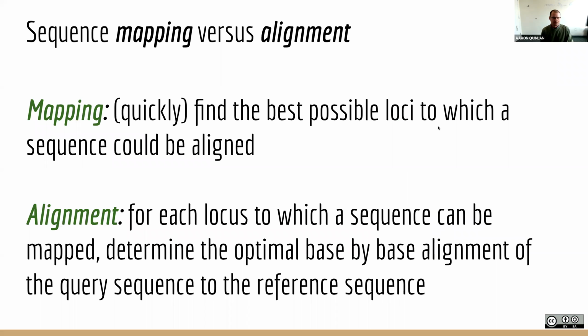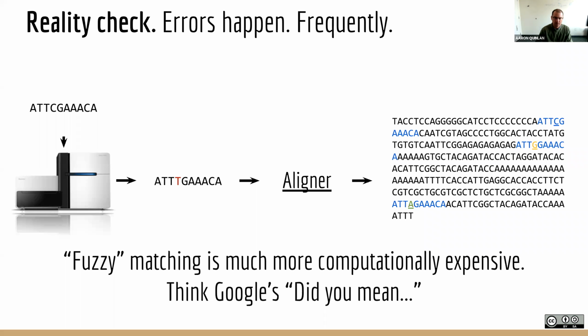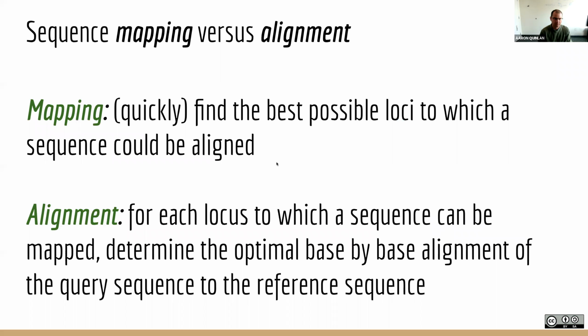Okay. So mapping versus alignment. What I just showed you is mapping. So finding potential locations for a given sequence in the reference genome. Ideally, we want to do this fast and find the n best possible loci to which a sequence could be aligned. So good candidate places to place the jigsaw puzzle piece of the short DNA sequence on the reference genome, or the box that you're looking at.